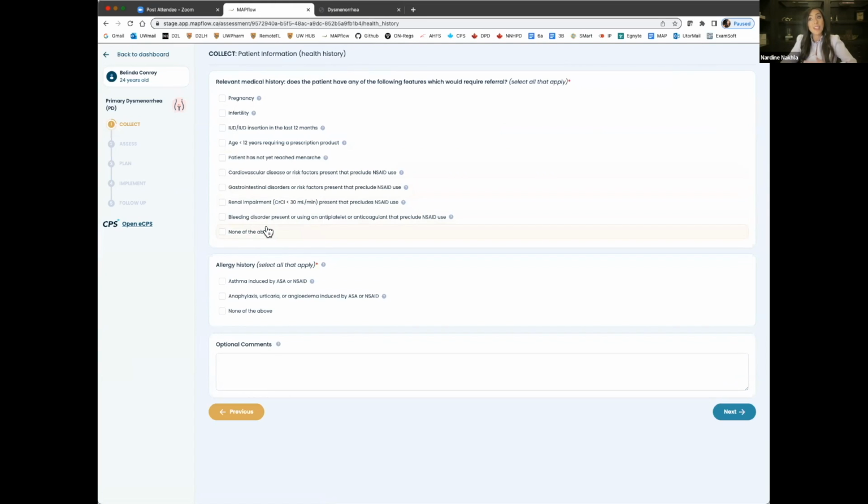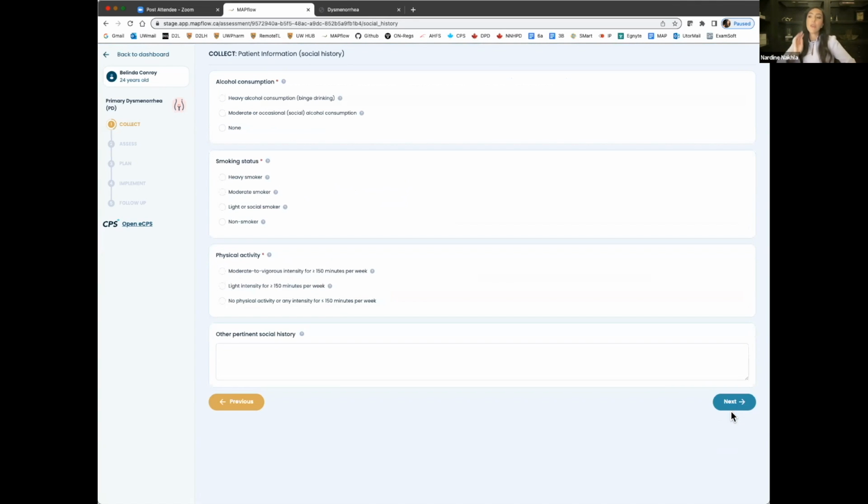So then it goes through things about what would preclude NSAID use, and that would be grounds for referral, because for primary dysmenorrhea in Ontario, we can only prescribe NSAIDs. So, in Alberta and Nova Scotia and even Saskatchewan, you can initiate hormonal contraception, which is first-line therapy for primary dysmenorrhea. If you were to do that in Ontario, you'd probably lose your license. We don't have the scope for that. So anything that would preclude NSAID use would be listed here. Any allergy history that is pertinent to primary dysmenorrhea is listed here, and then you can continue.